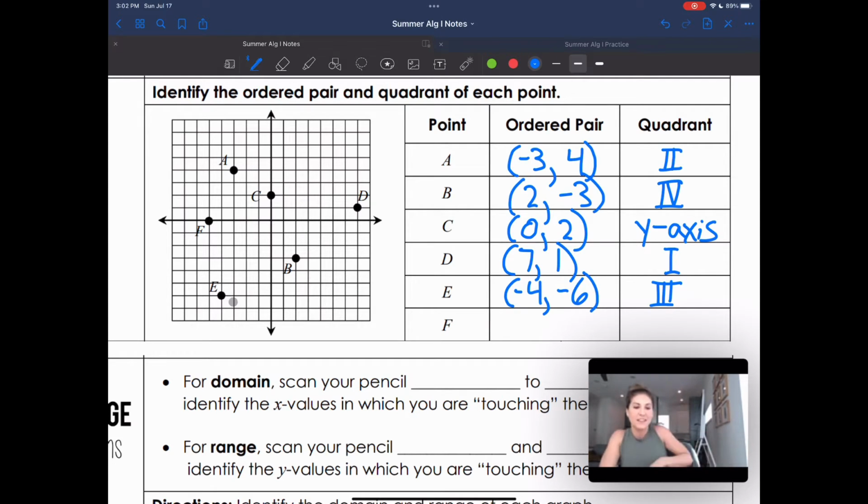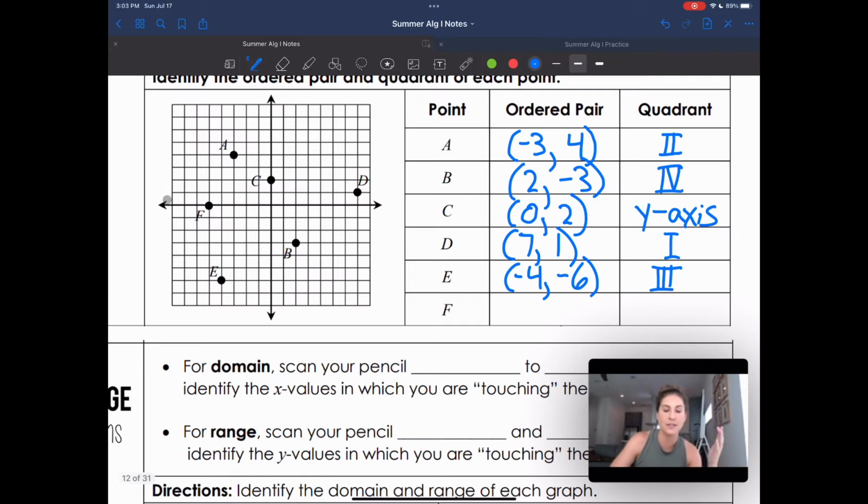Yeah, perfect. Okay, our last one would be point F. Again, not inside of a quadrant. This is on the x-axis. So let's just label that as x-axis. Okay, let's find that point.